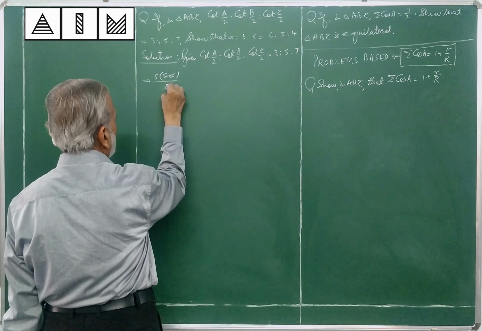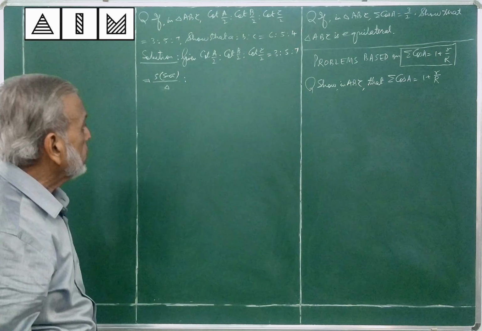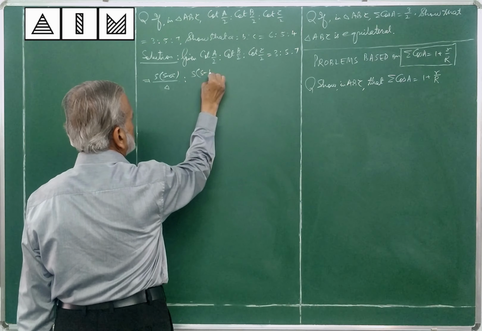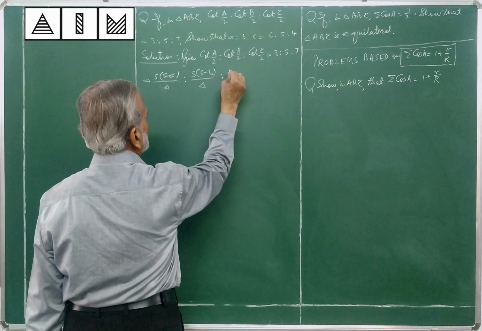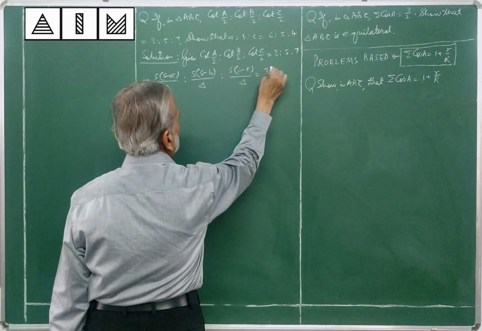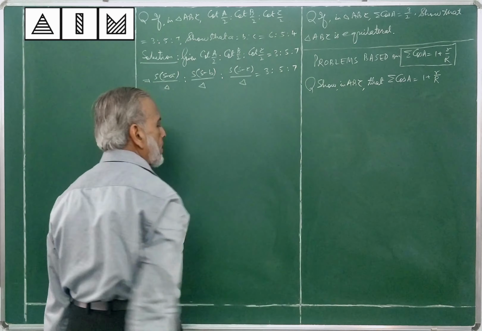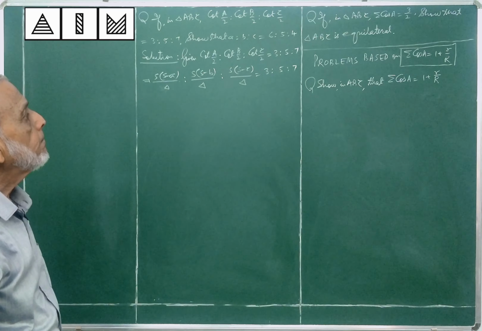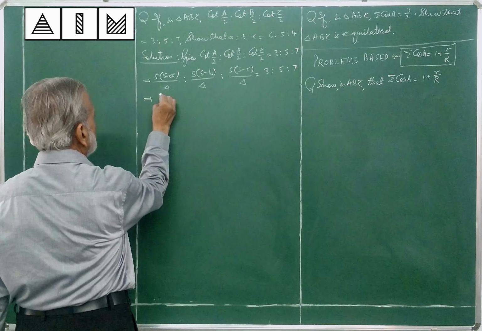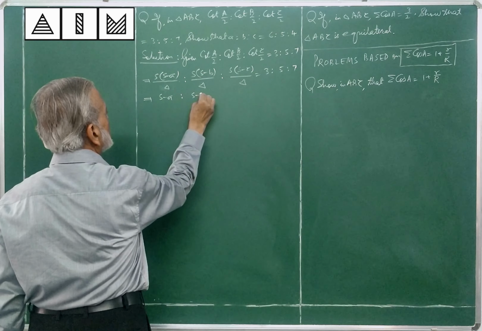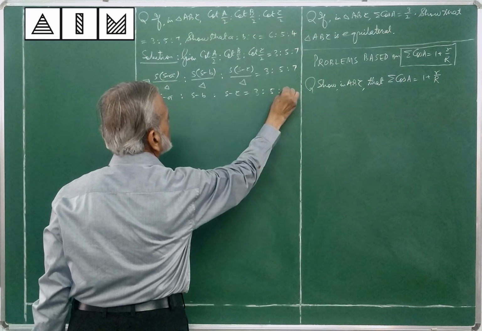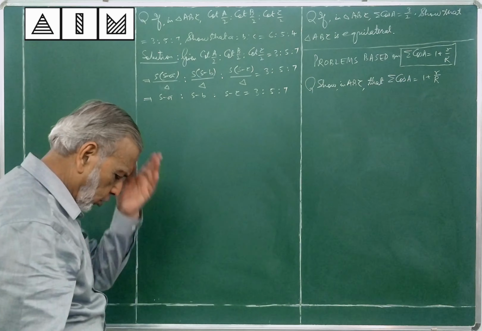Delta. Cot A by 2 is S into S minus A by delta. Cot B by 2 is S into S minus B by delta. Cot C by 2 is S into S minus C by delta. S by delta is a common factor in all the ratios, so remove it. S by delta is removed from all the factors.